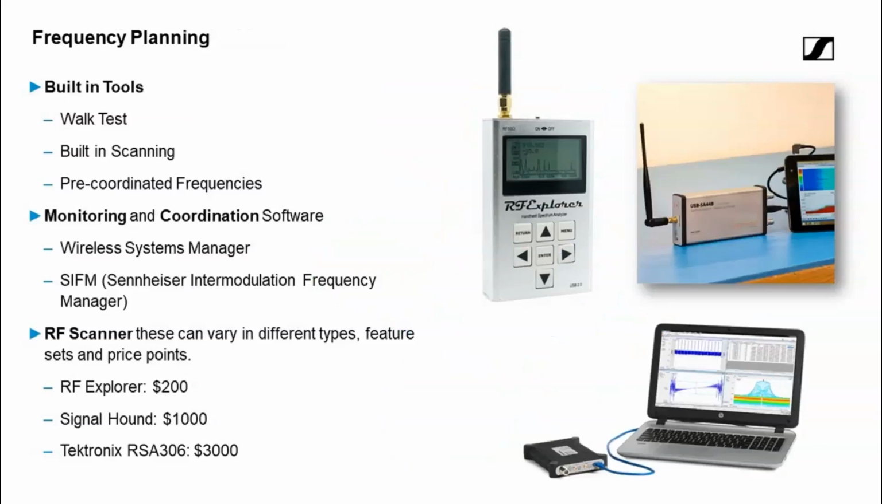A couple of tools just to think about if you are looking for a scanner. RF Explorer, very inexpensive, not the best refresh rate, but boy, it does come in handy because it is portable. The Signal Hound is another one that plugs into your laptop, and then we use the Tektronix at Sennheiser quite a bit. Really good resolution, a little bit more expensive, obviously, but really good refresh rate and a pretty clean noise floor as well.